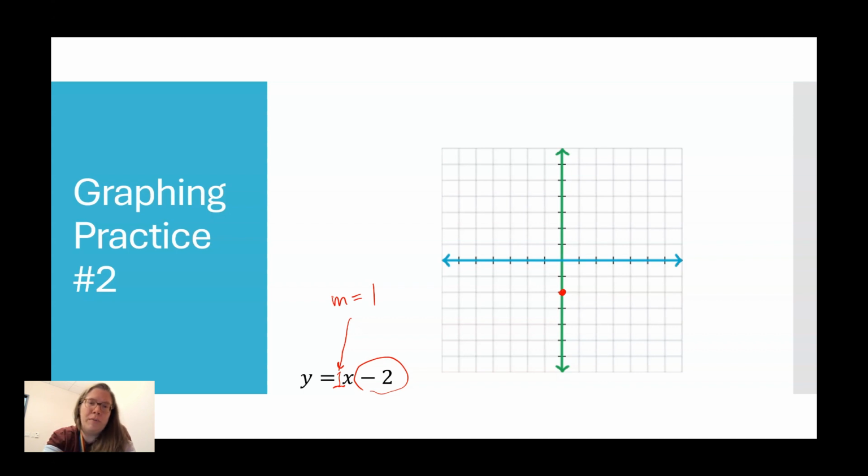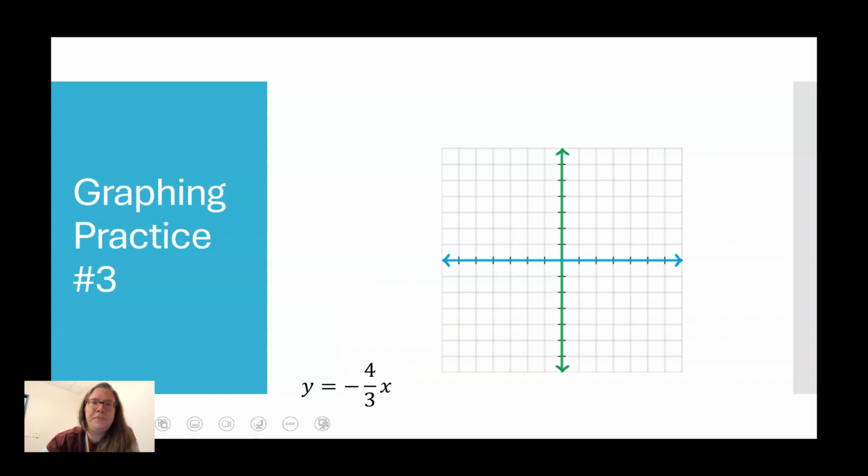Every whole number, remember, has a 1 on the bottom. It's like we have that many wholes. So 1 turns into 1 over 1. So that's what we'll use for our slope. Up 1 over 1, up 1 over 1. You can do this as many times as you want. But again, you only need 2 points to make a line. So as soon as you've got 2, you're done.